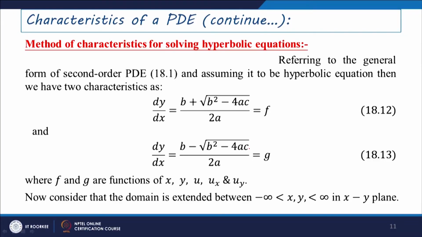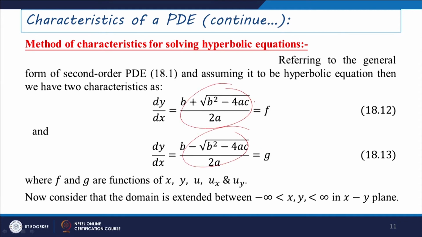And if you go for these characteristics for solving hyperbolic equations, referring to the general form of the second order partial differential equation defined in the beginning of the slide, and assuming it is hyperbolic in form, then the two characteristics are: dy by dx is expressed as b plus square root of b square minus 4ac by 2a, and another one is expressed as b minus square root of b square minus 4ac by 2a, which is written in this form.